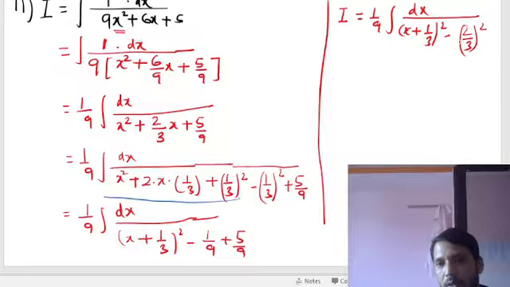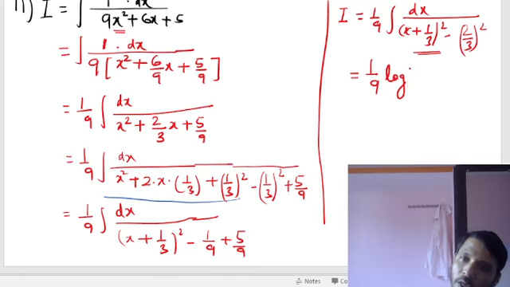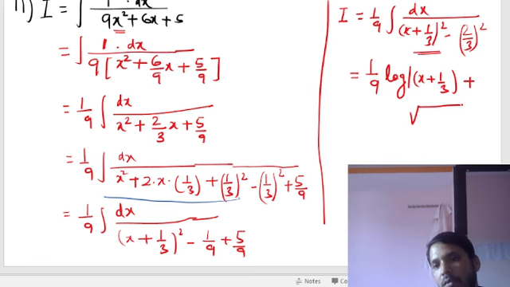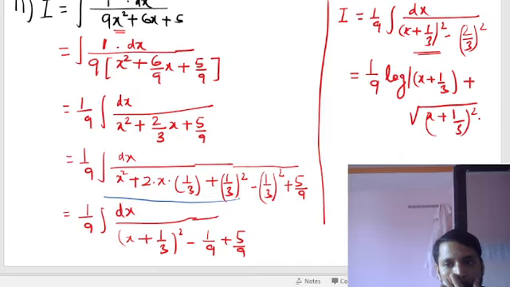We can see very clearly it is in the form 1 upon x square minus a square. The coefficient of the variable is 1, which means we can directly apply the formula here. So first of all 1 by 9 will be as it is, and the formula is log mod x plus under root of x square minus a square. Here x is equal to x plus 1 by 3, and plus under root of x plus 1 by 3 whole square minus 2 by 3 whole square.